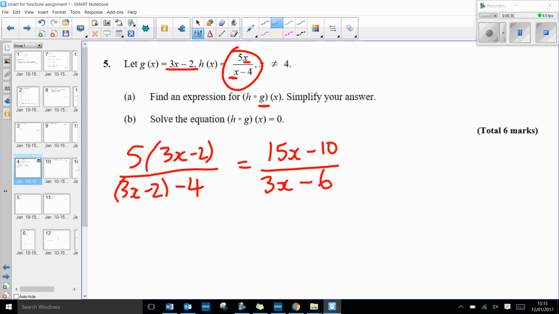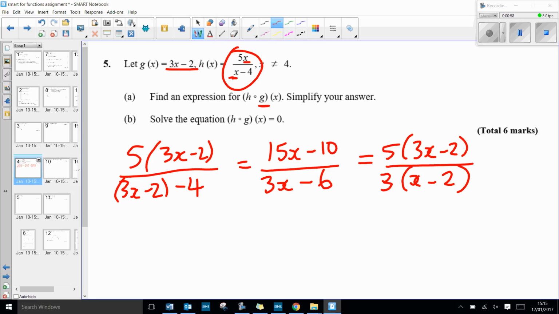And here we look for common factors. So I can see that 5 goes into both of the top, and 3 goes into the bottom. Okay, nothing simplifies, so we would leave it like that.